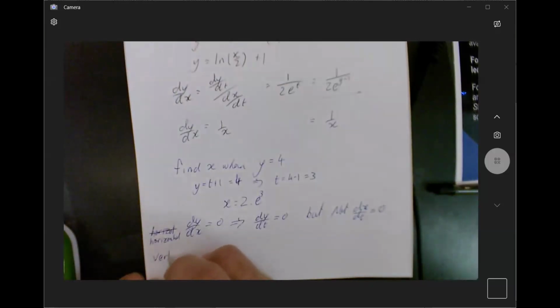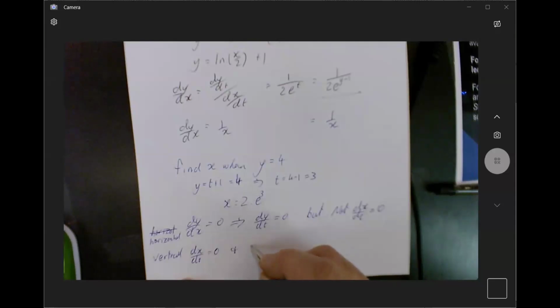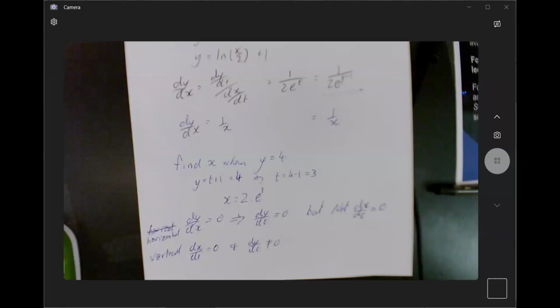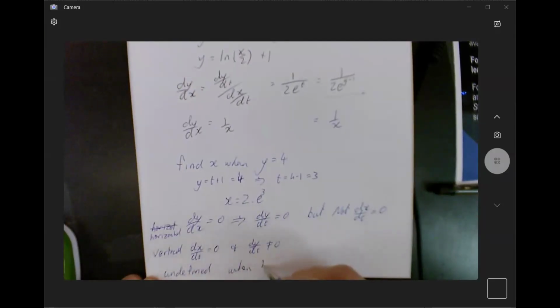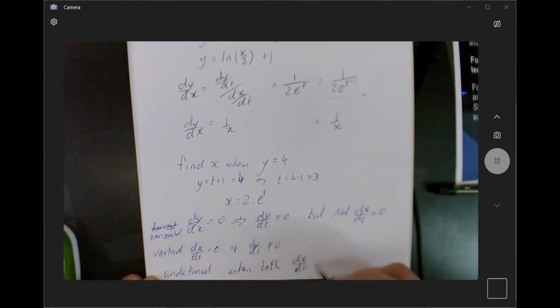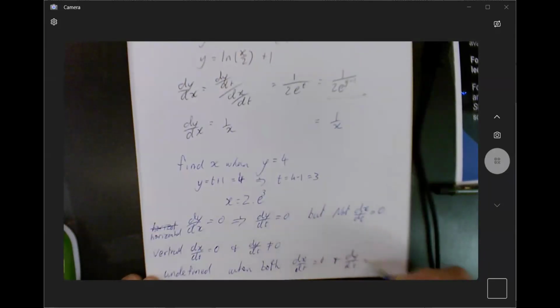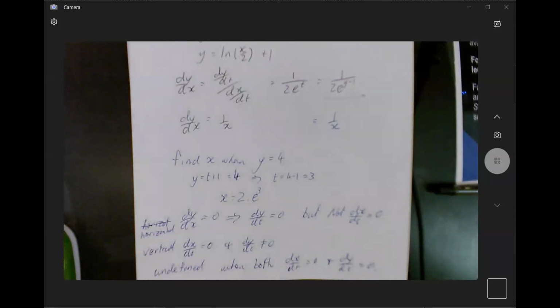Okay. Vertical. That's when I want dx on dt to be equal to 0, so I'm not going across, and dy on dt not equal to 0. So I need vertical movement, but not horizontal movement. And undefined is when dx on dt is equal to 0 and dy on dt is equal to 0. So with that parametric curve, each one of these conditions allows me to work out a value of t, because we've taken x as a function of t, y as a function of t, and I'm bringing it down to the derivative. This one equals 0, and this one not, or whatever.